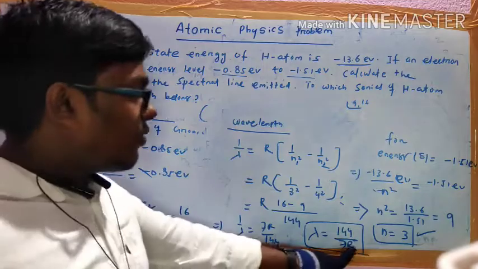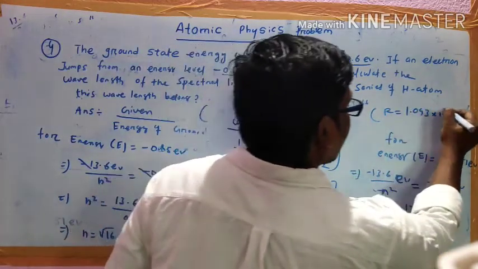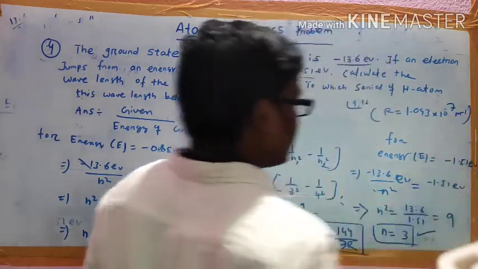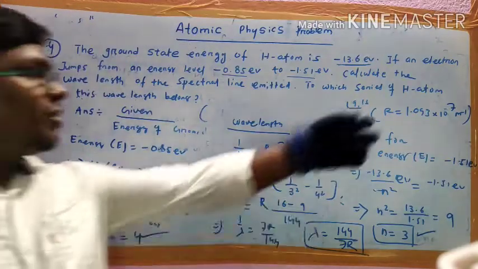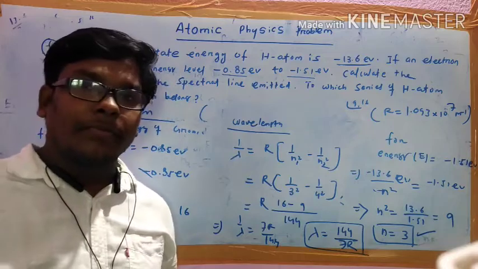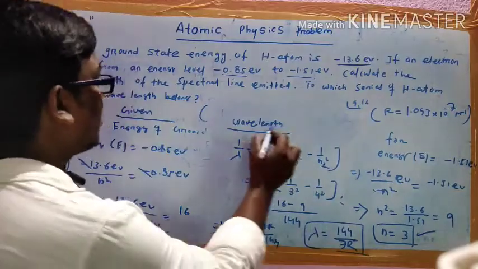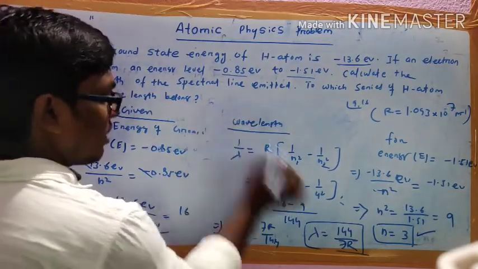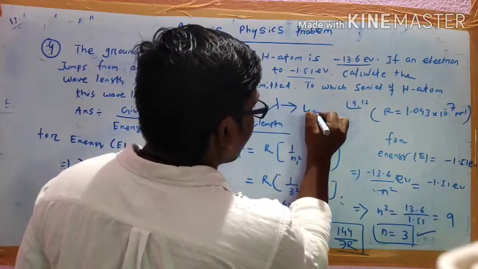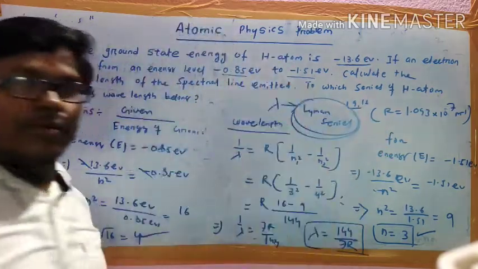Okay, put the value of R. Remember, R is equal to 1.093 into 10 to the power plus 7 meter inverse. So put this value over here, you will get your answer. And remember, this wavelength belongs to which series? This wavelength belongs to the Lyman series.